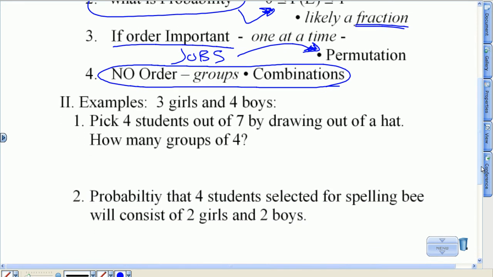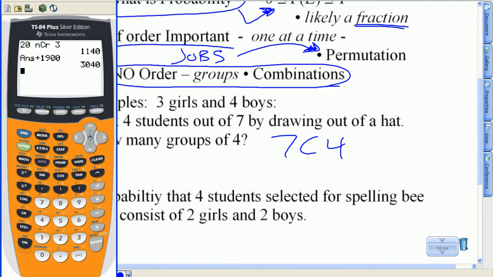We have 3 girls and 4 boys. We are going to pick 4 students out of 7 by drawing out of a hat. How many groups of 4? You're getting a name drawn out of a hat. If you're the first one selected or the 4th one selected, it doesn't make any difference. So of the 7 students, we're going to choose 4 of them for our group. So we do 7 C 4, and you get 35.